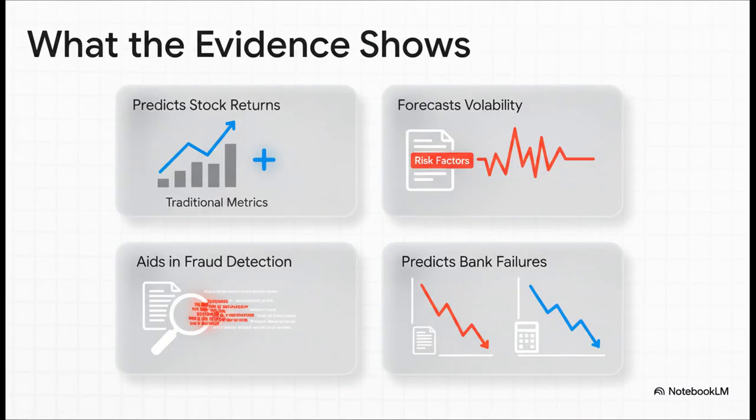Well, the evidence from numerous academic studies is actually quite compelling. The tone in these filings has been shown to contain information that helps predict future stock returns completely independent of what you'd find in the financial numbers alone. It also forecasts volatility, helps detect fraud by flagging strange shifts in language, and, in some cases, has even been shown to predict bank failures more effectively than traditional metrics.